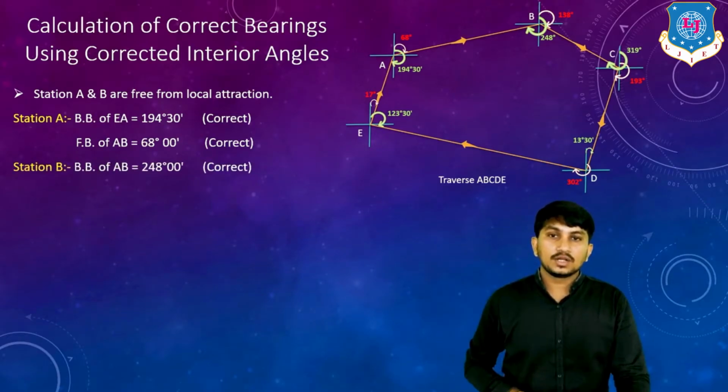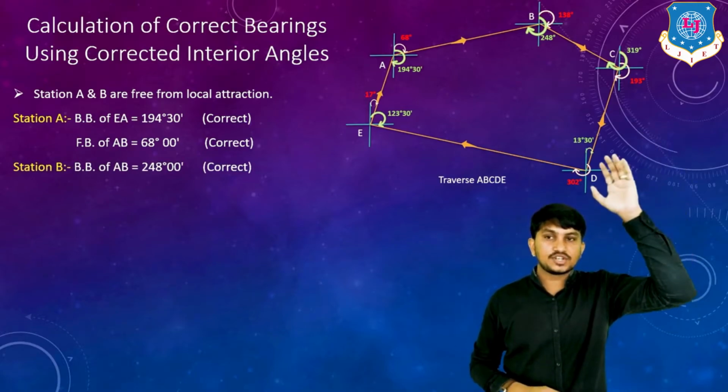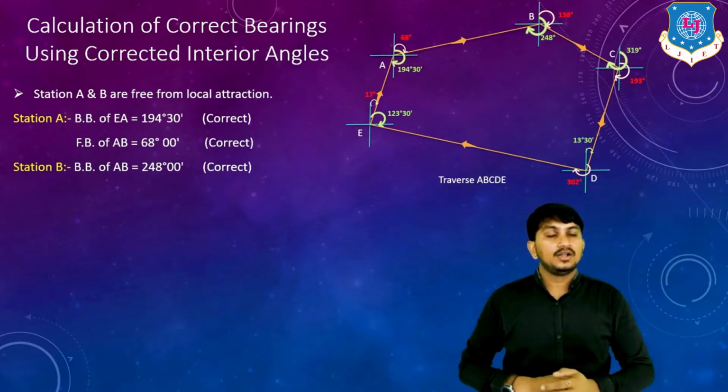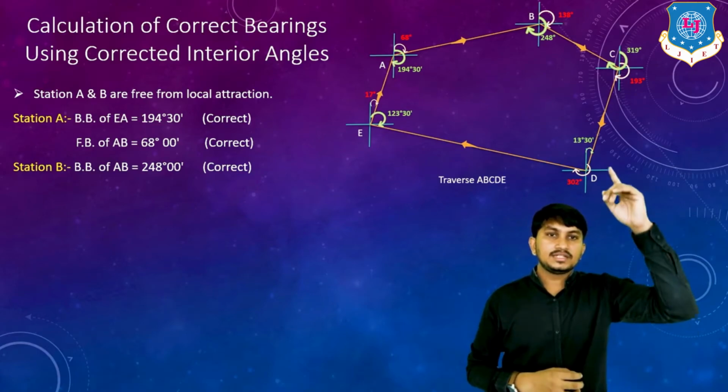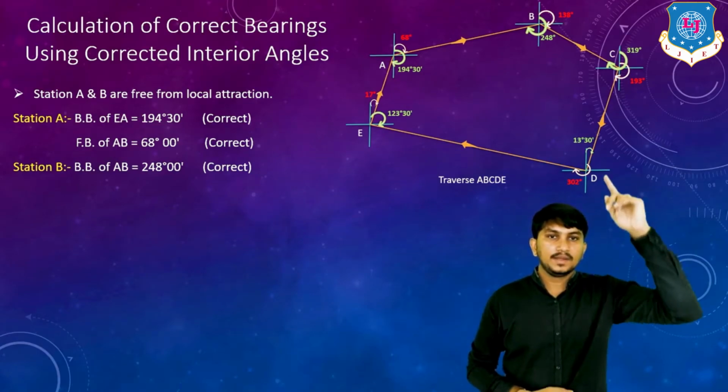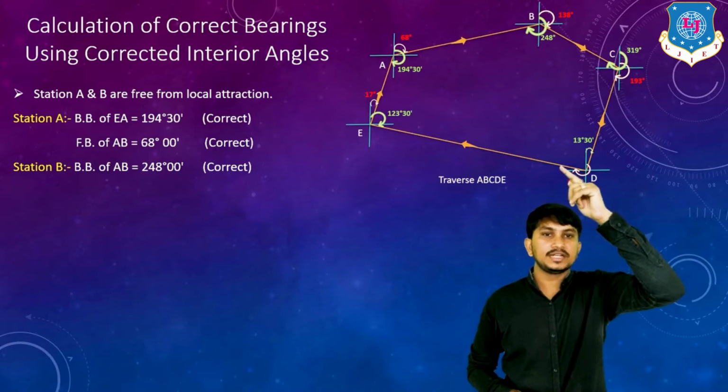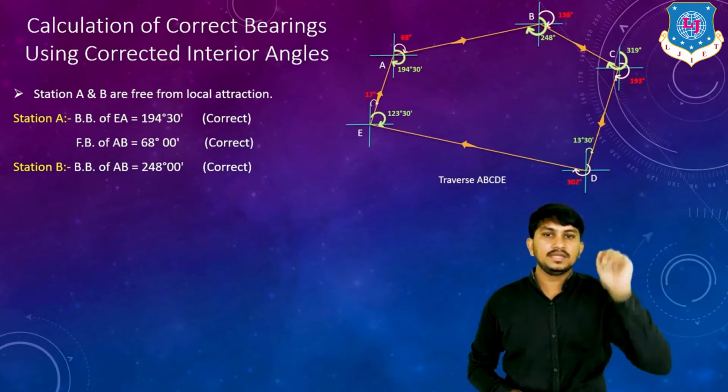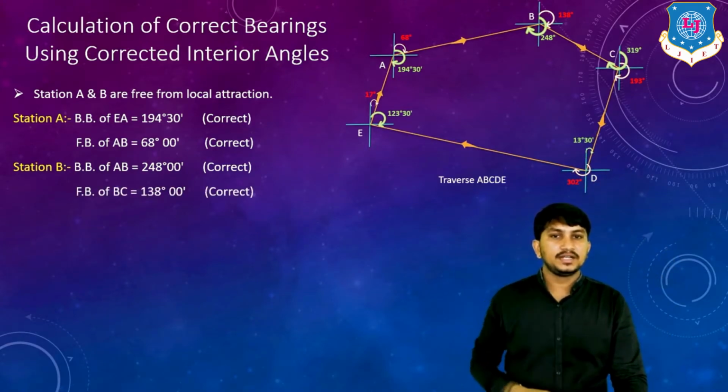Station B is also free from local attraction. So the readings taken from station B are also corrected. In station B there are two readings taken: BB of AB, which is 248 degree, which is corrected, and FB of BC, which is 138 degree, is also corrected.